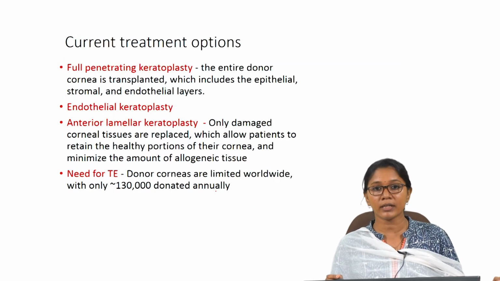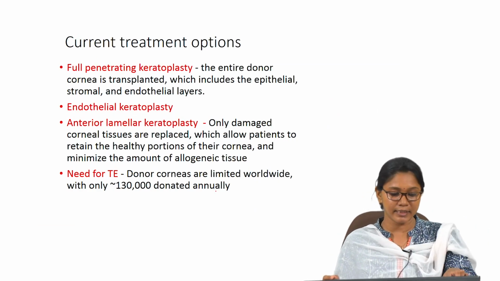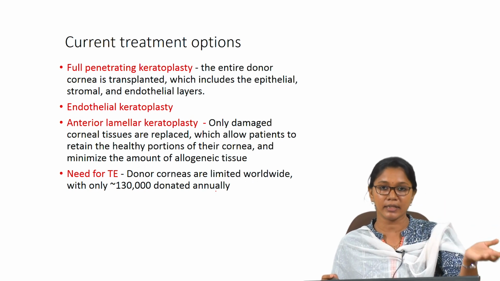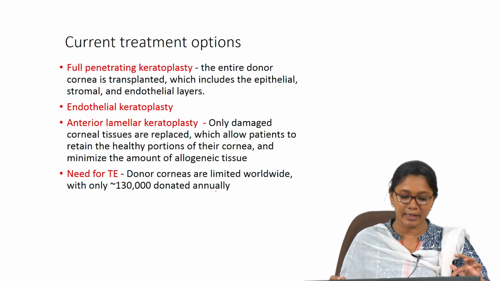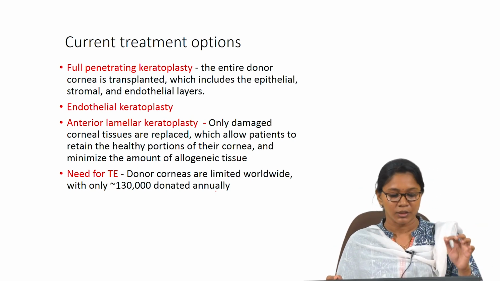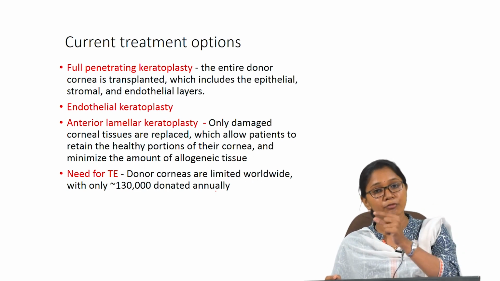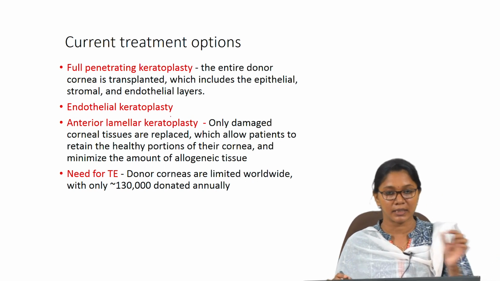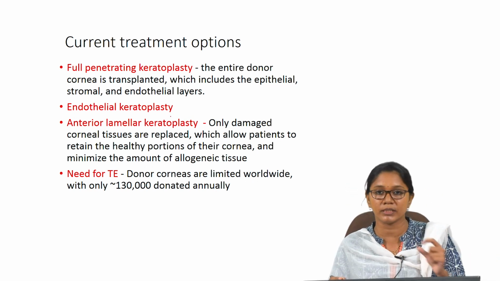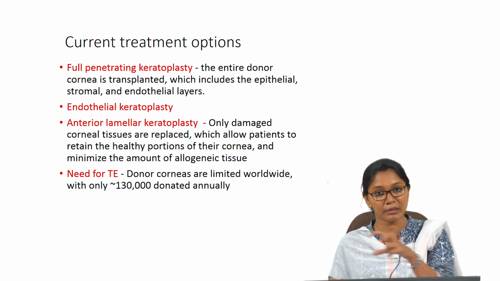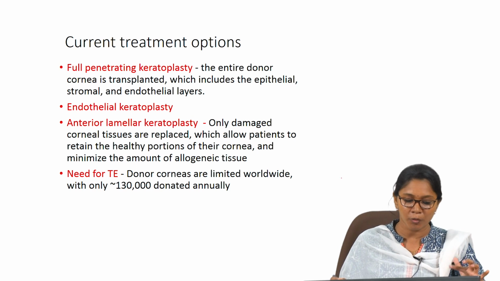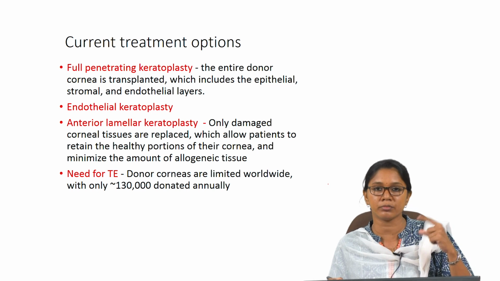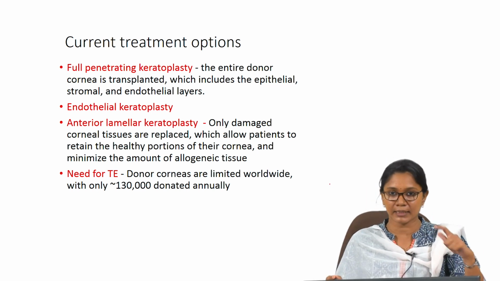So, for these, what are the treatment options? The current treatment options include the full penetrating keratoplasty. So, the entire donor cornea is transplanted to the recipient cornea, and then we have the endothelial keratoplasty. In the endothelial keratoplasty, we have a few layers, similar to what anterior lamellar keratoplasty is. When there is an endothelial keratoplasty, only the endothelial corneal tissue is being replaced. When there is an anterior lamellar keratoplasty, it is only for a stromal lesion. So, knowing the names, you will be able to see which region of the cornea is being damaged and what needs to be repaired or what needs to have a transplantation.